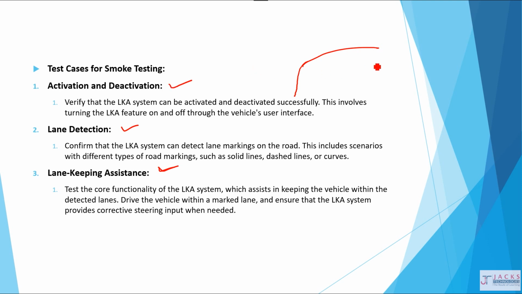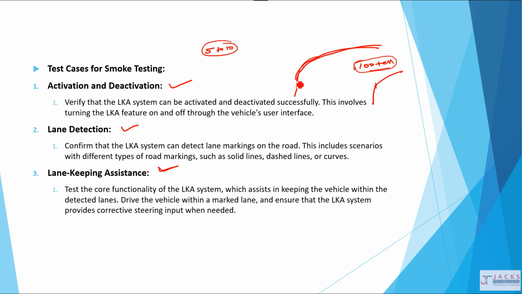Now let's say in system level testing, you have some 100 test cases which cover valid inputs, invalid inputs, and which cover testing this particular lane keeping assistance in curvy roads and different road conditions. These 100 test cases will have all this information, but the smoke testing test cases will be very few, like 5 to 10 test cases in their hand to check the core functionality of the system. Core functionalities like activation, deactivation, is it detecting the lanes, is the lane keeping assistance working properly or not.